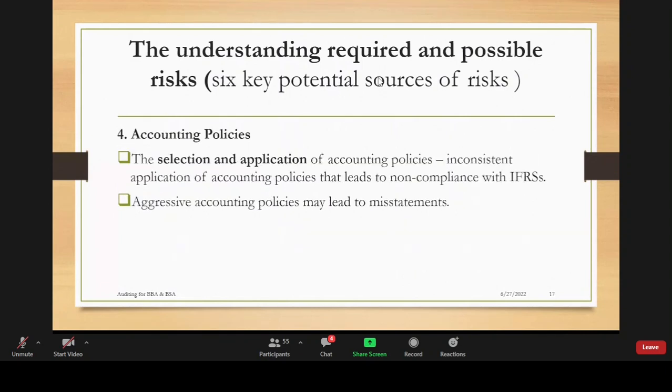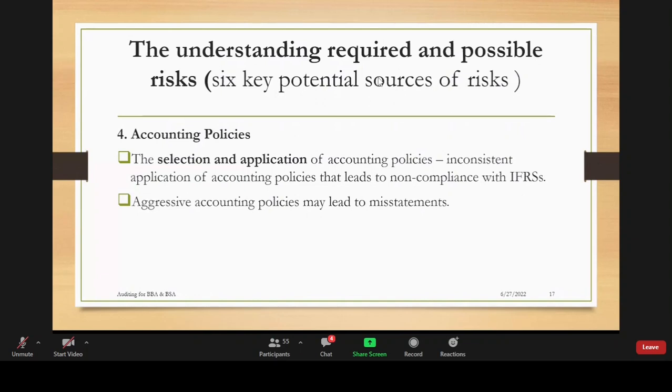The accounting policies. The selection and application of accounting policies can lead to inconsistencies. There are some people who will only apply an accounting policy when it favors them. If an accounting policy increases profitability, they will apply it. If it reduces profitability, they will not apply it. So they will only comply when it benefits them, and they will not comply when it doesn't. So the application of accounting policies is a source of risk.